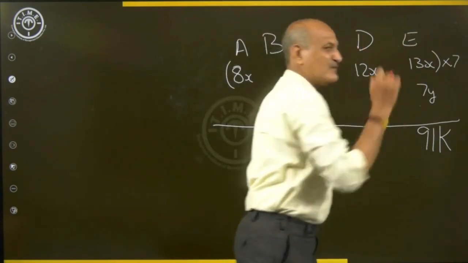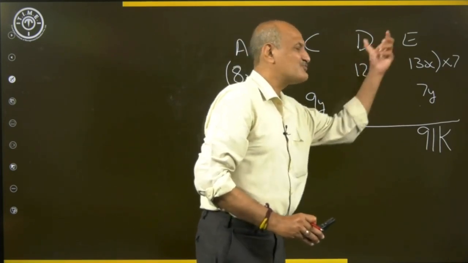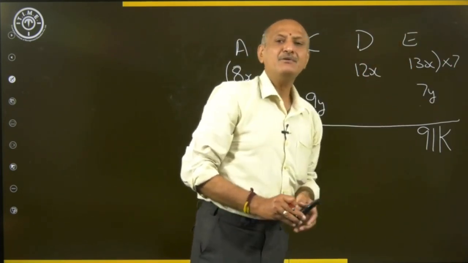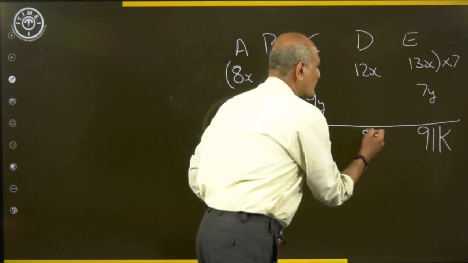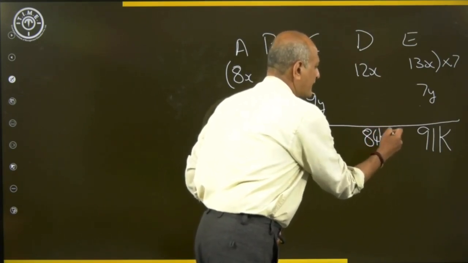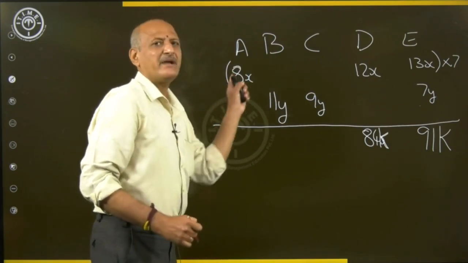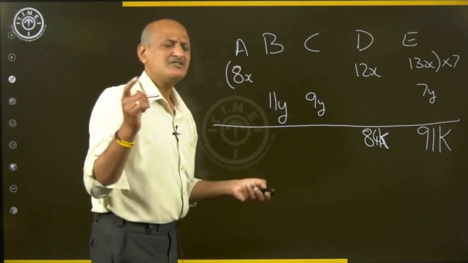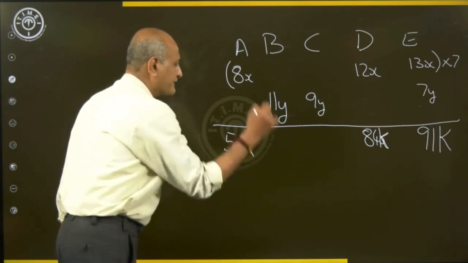So here we have to understand, D's score will be equal to how much? It is 12 into 7 here. 12 into 7, how much? It is 84 here. So the score of D will be equal to 84k here. Similarly, the score of A will be equal to 8 into 7. 7 into 8, how much? It is 56 here. So here I can tell this, it is equal to 56k here.